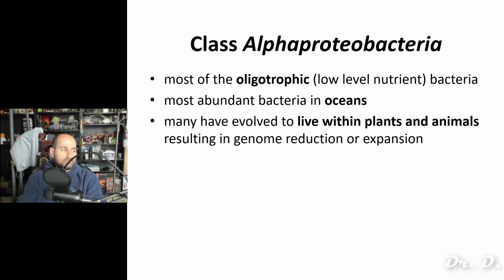So again, this is the alpha Proteobacteria. Most are oligotrophic, which means they grow with low nutrient levels. They don't need high nutrient levels to grow. This is why you can find them in the oceans, where there might not be tons of resources, tons of nutrients around. Some have evolved to live within plants and animals. A lot of times you can see these as parasitic as well, like intracellular parasites, right?